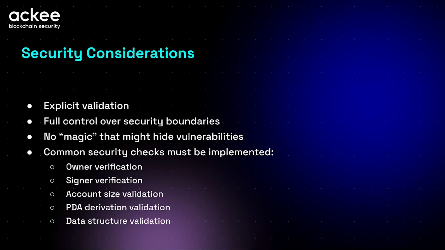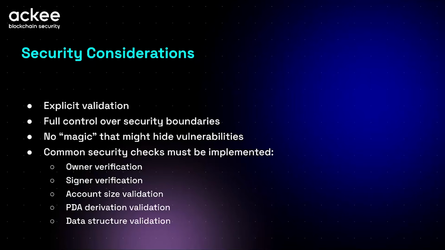While this explicitness requires more code, it provides several security benefits. Auditors can easily trace all security checks without understanding macro expansions. Developers have full visibility into security boundaries. Custom security logic can be implemented without fighting framework abstractions. And finally, there is no risk of security checks being accidentally omitted due to misunderstood macro behavior.